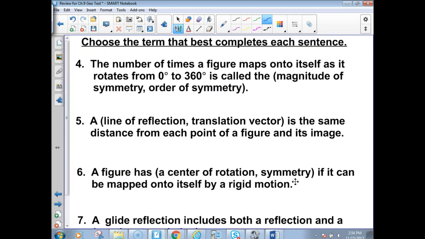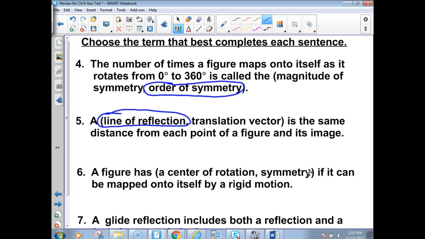Choose the term again that best completes each sentence. The number of times a figure maps onto itself as it rotates from 0 to 360 is called the order of symmetry. The size of the angle is called the magnitude. A blank is the same distance between each point of the figure and its image. When you do a reflection, all the points are an equal distance from the line of reflection. So a line of reflection is the same distance from each point, not a translation vector.